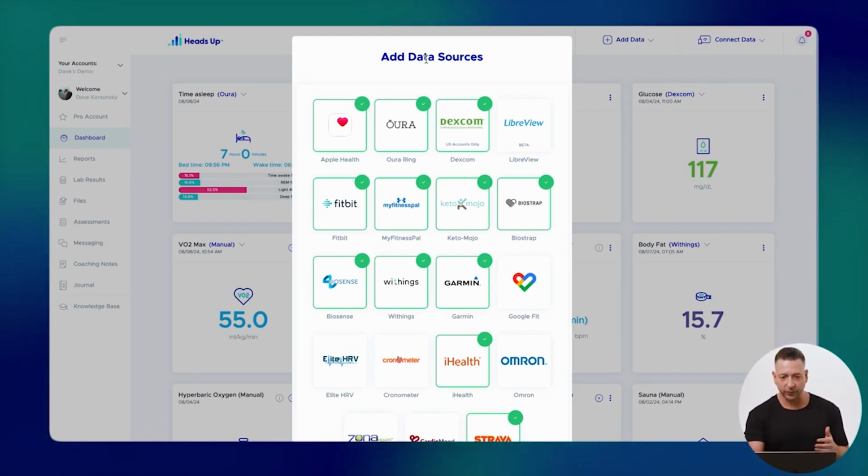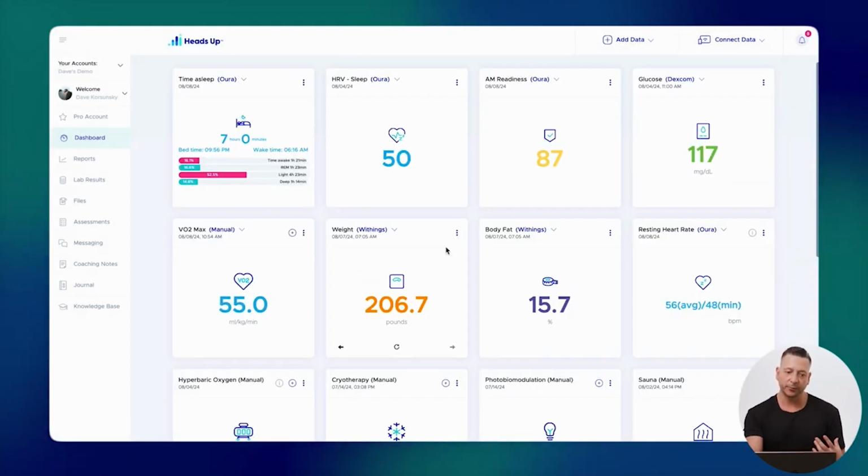These are the lifestyle changes we can make. So you can see here, we integrate all of the top FDA-approved medical devices, and we will customize these dashboards based on your exact programs and protocols.